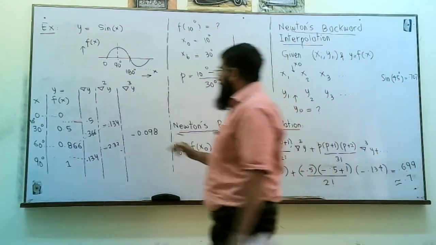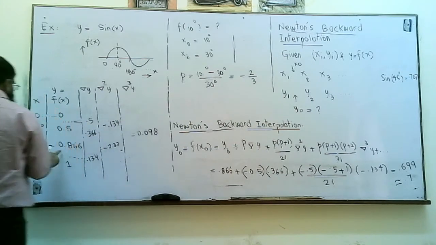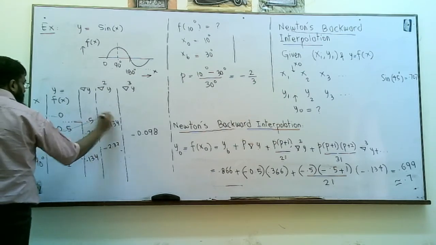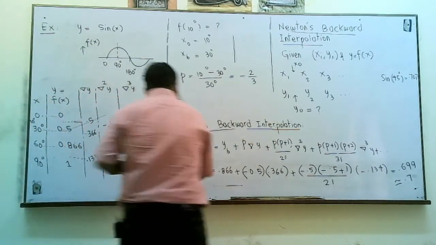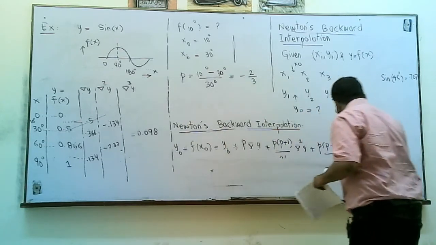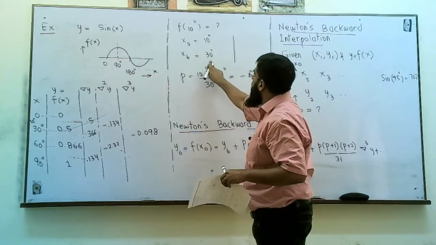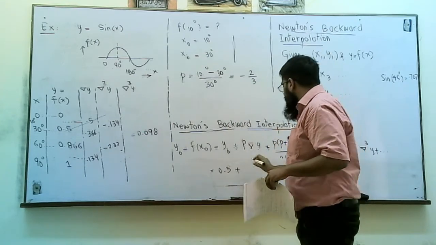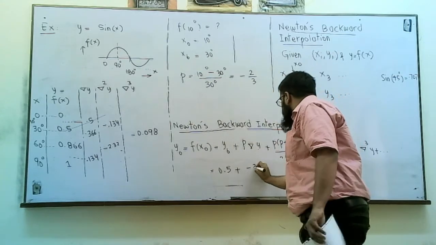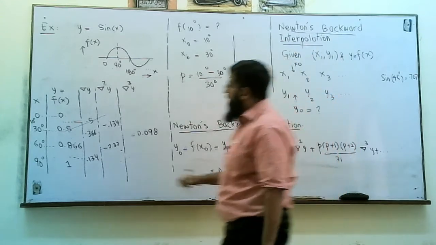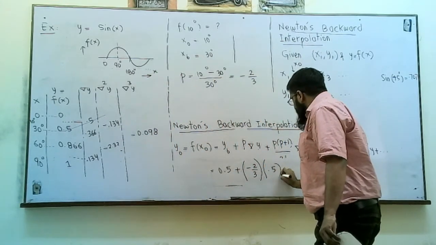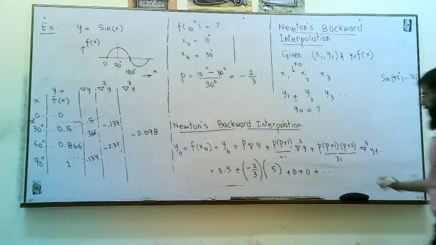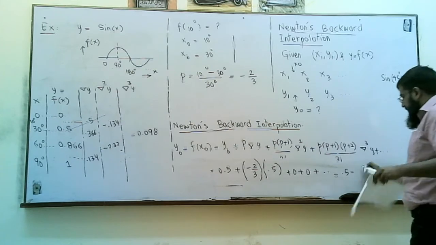And then we are all set to compute. We will be going this way. Using the base value, we'll go first horizontally and then diagonally. Right. So it can be computed like this. yb, the base value 30, the value of y is 0.5, plus p is minus 2/3, nabla y is 0.5, and then we don't have any value, so plus 0, all zeros. So it comes out to be 0.5 minus 0.165.